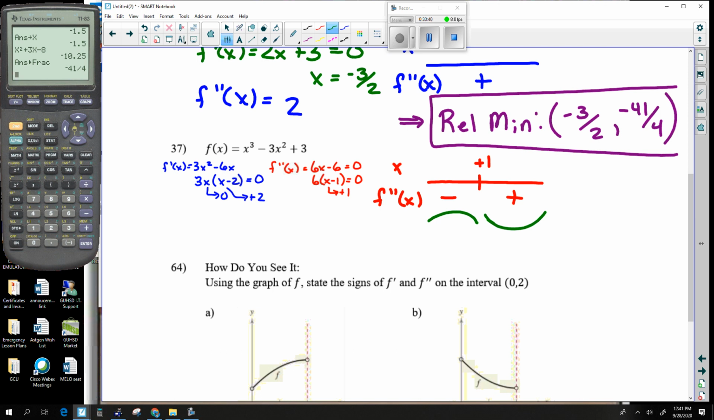There's a critical value at 0, and there's also a critical value at +2. And there's a critical value at 0 and +2. So what does that say about the 0? The 0 is a max. And the 2 would be a relative min.